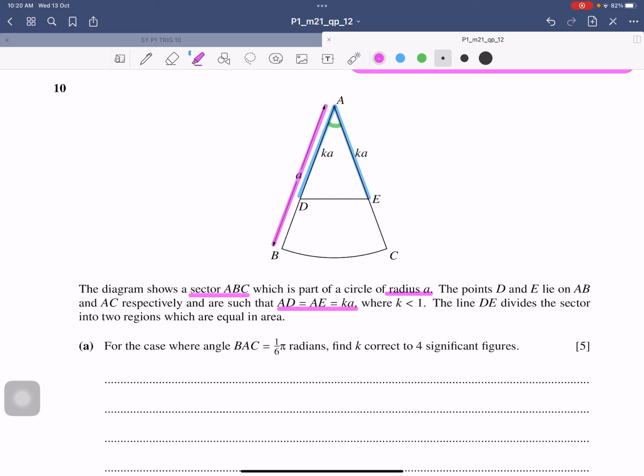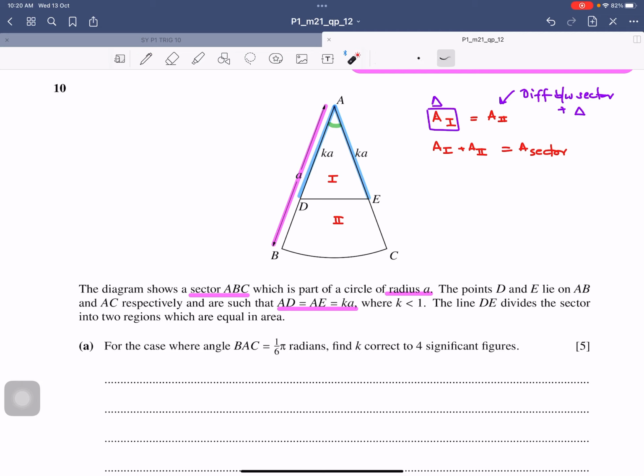The line DE divides the sector into two regions which are equal in area. That means if this is region 1 and this is region 2, the area of region 1 is equal to the area of region 2. We know that area of region 1 plus area of region 2 is the area of the sector. We also know that region 1 is a triangle, and region 2 is the difference between sector and triangle. These are some of the basic observations that I noted and wrote down.